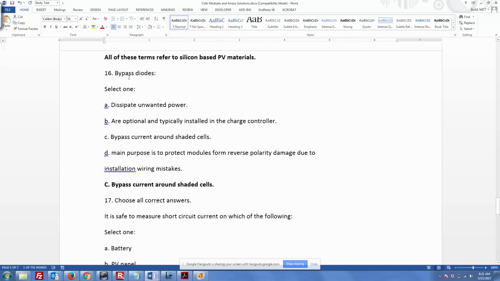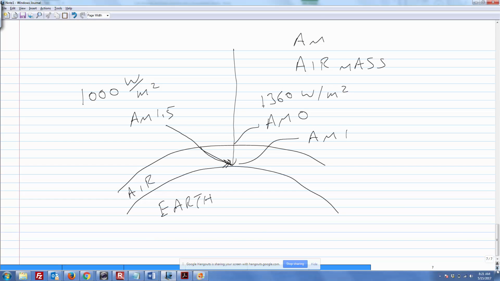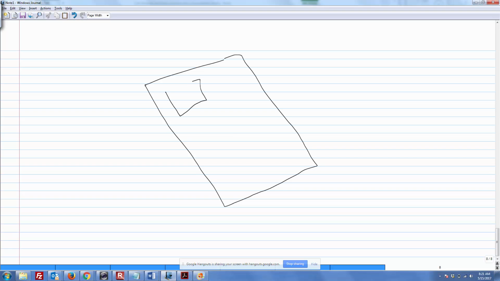Okay, 16. Bypass diodes. Bypass diodes, they allow current to go around shaded cells. So this is very important. So in an array, I'm just going to draw a very simple array with six cells.